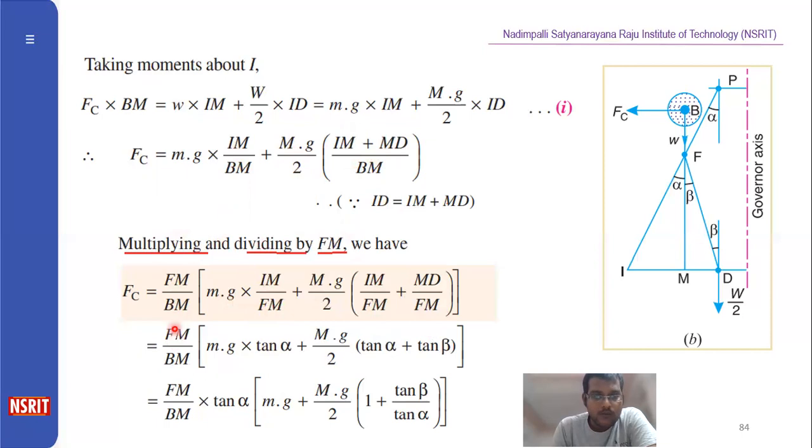Now, from this equation, let's see, this is alpha. You can write tan alpha is equal to opposite side by adjacent side. Sorry, opposite side by hypotenuse, that is IM by FM.